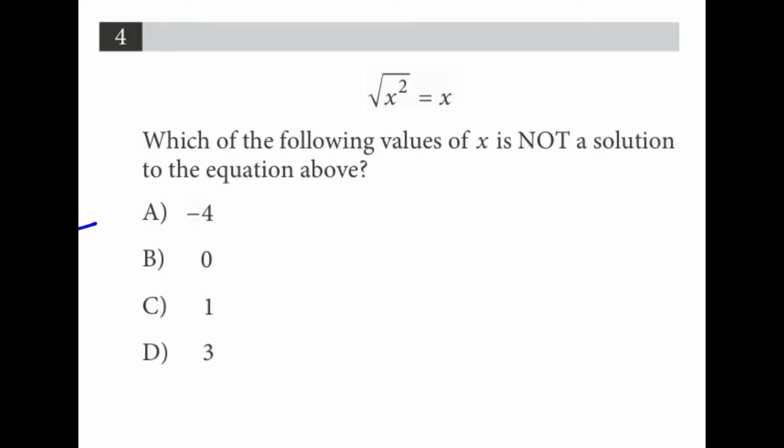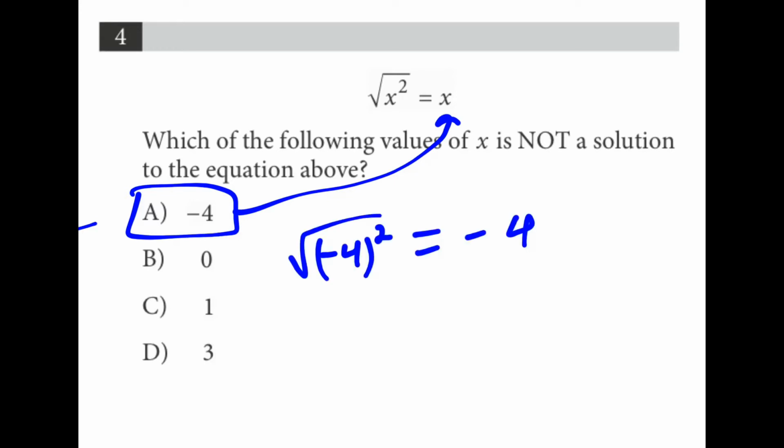Number 4, the square root of something will never be negative, unless we're talking about an imaginary number. So right off the bat, because we're plugging in a negative 4 over there, we see that's not a solution. If we actually did the math, we would see this is the square root of 16, which is just 4, and that's not equal to negative 4.